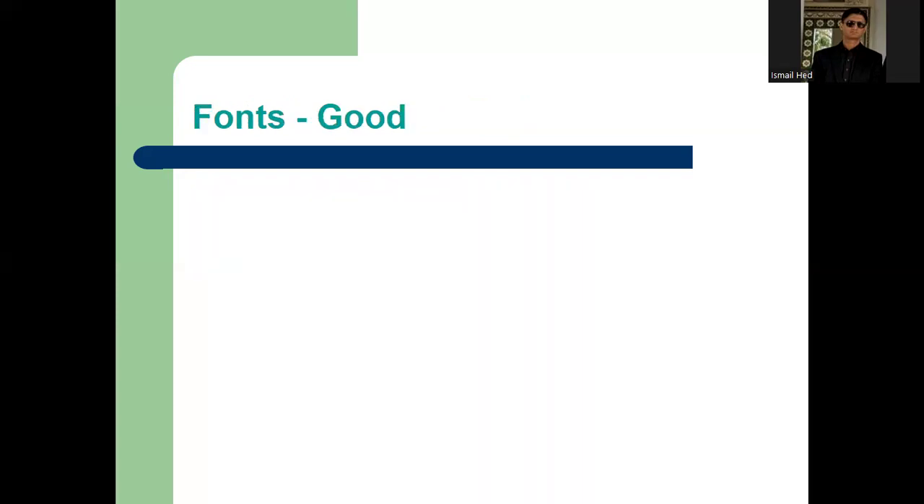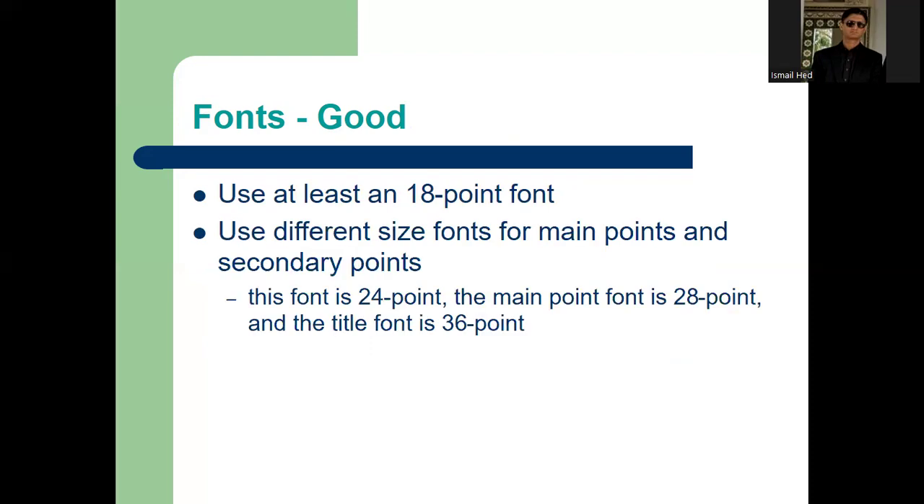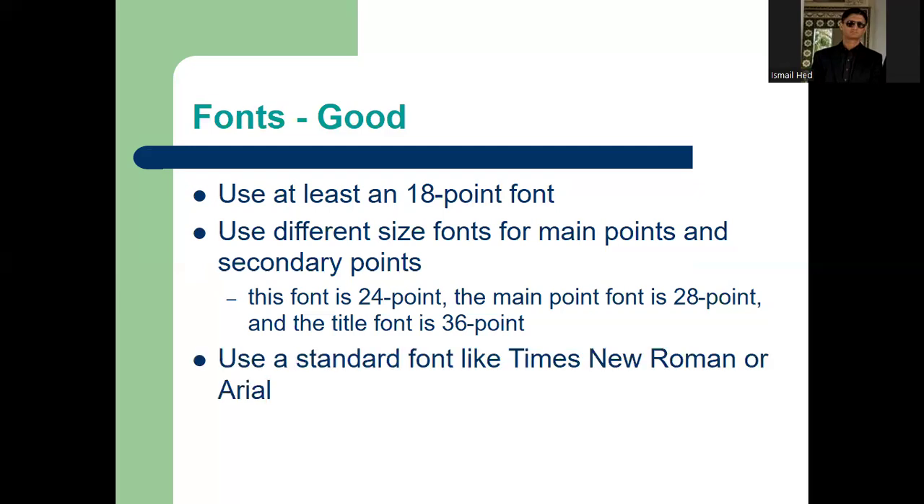your presentation. A good font size is the one that has at least 18 font point. Use different font sizes for the main headings or secondary points. This is the 24 point. The main point is in 28 point, and the title font is 36. So various sizes help the audience to pay attention to the title, the heading, the subheadings, and the detail given in the slide.